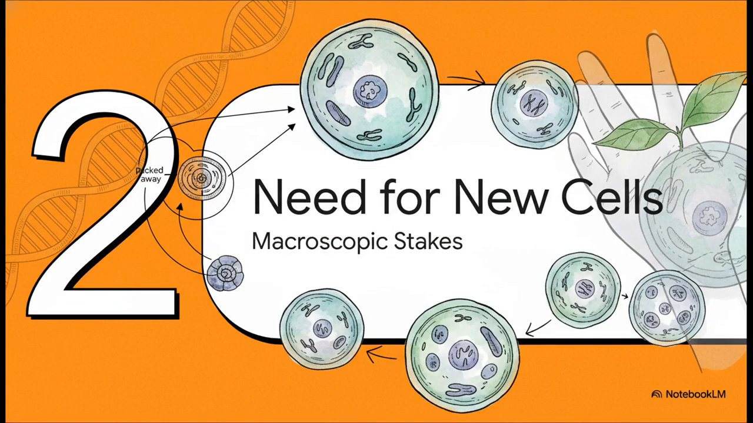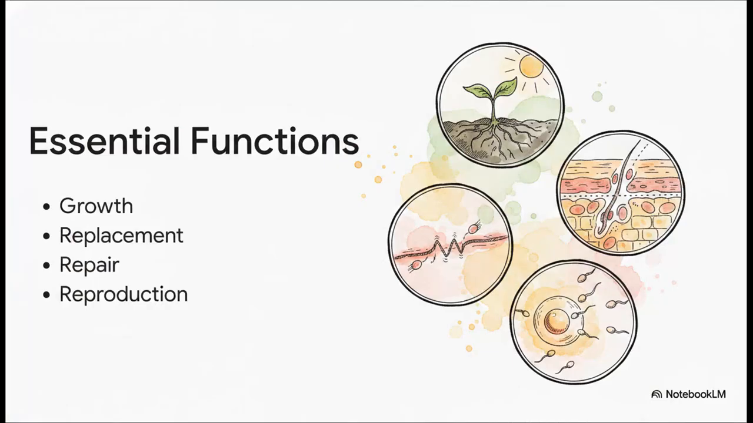Moving on to Section 2, why we need new cells, looking at the macroscopic stakes. Okay, so the blueprint is safely packed away, but why do we even need to copy it in the first place? Well, there are 4 non-negotiable reasons your body is constantly churning out new cells. First, for growth. We all started as a single cell and had to divide trillions of times to become adult humans. Second, just for the replacement of normal, everyday wear and tear. Third, to repair accidental injuries, like bridging the gap of a cut on your skin or a broken bone. And fourth, for reproduction, to pass life on to the next generation.